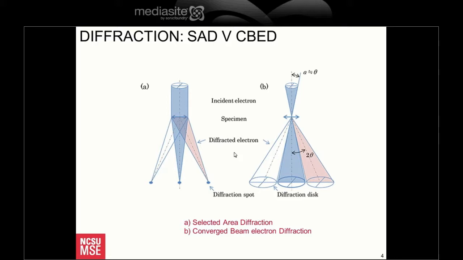We have selected area diffraction, where a more parallelized beam passes through the sample and creates diffraction spots, or converged beam electron diffraction, or CBED, where a focused beam generates disks rather than spots. CBED is more commonly done during STEM, whereas selected area diffraction is more commonly done during conventional TEM, although most scanning transmission electron microscopes are also capable of this method.